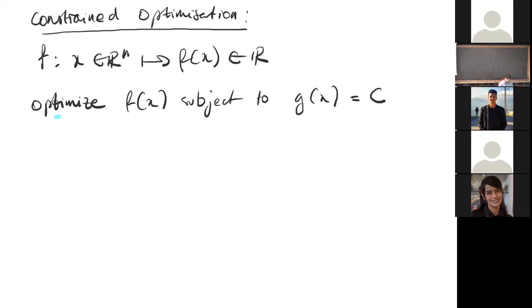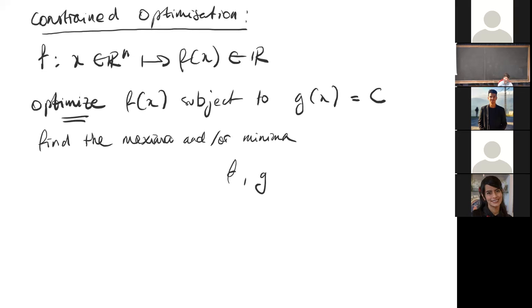So what does it mean to optimize this function? Optimizing means finding the maxima and/or minima, which means the optima of these functions. There are some technical conditions on these functions. In particular, we will assume that f and g, which define the function to optimize and the constraint, are C1 functions.